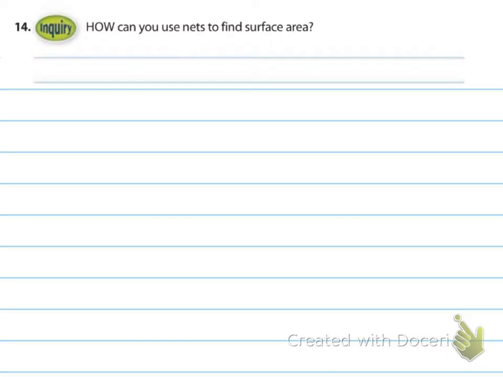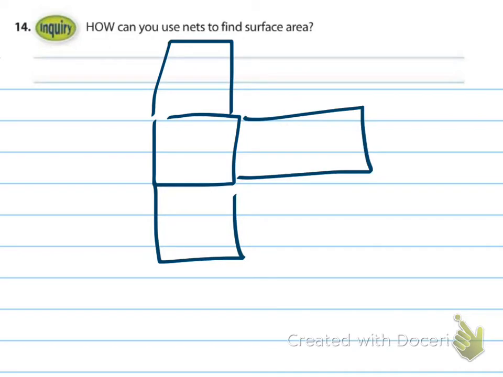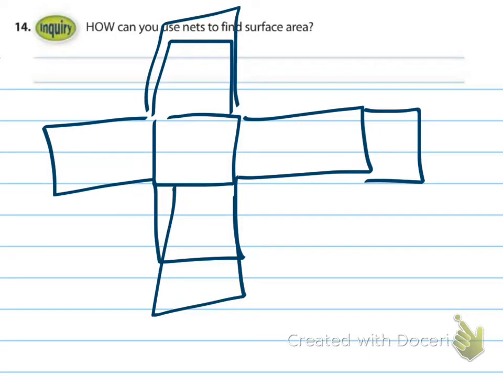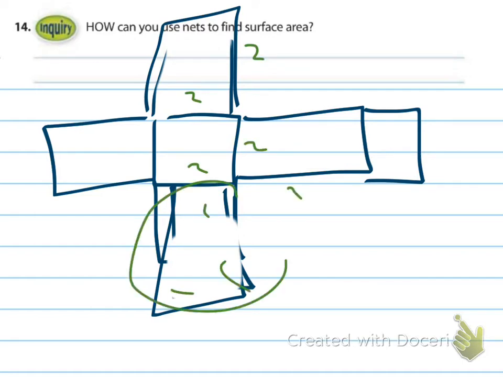So how can you use nets to find the surface area? We'll go on to number 14. Obviously, that was the whole idea behind this section. Well, it just told us how to use the formula. So how can you use nets? Well, it's got the dimensions on it. If I've got this as my net, I guess I would have to stretch these out. I would know my length and my width and be able to do this dimension by this dimension, you'd have all the dimensions.